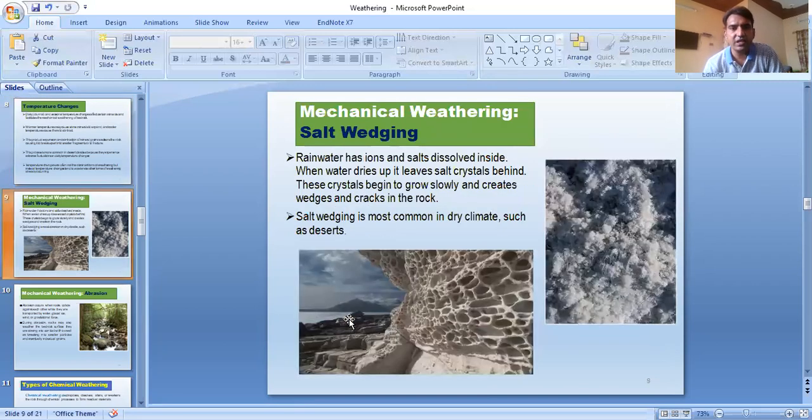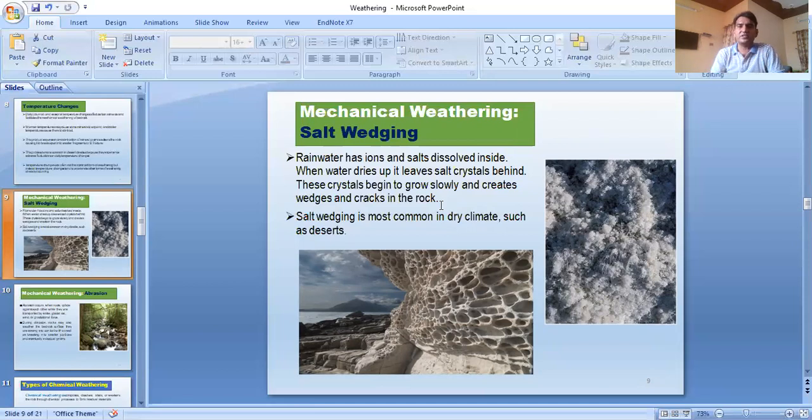Then comes salt wedging, where salt is involved. Rainwater has ions and salt dissolved inside. When water dries up, it leaves salt crystals behind. These crystals begin to grow slowly and create wedges and cracks in the rock. The water contains salt, so even when the water has passed out of that area after touching the rocks, it leaves the salt behind. When the salt is left on the rocks, it creates cracks or fissures, or wedges, in the rock.